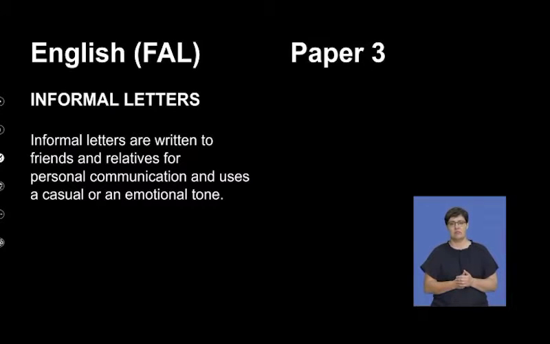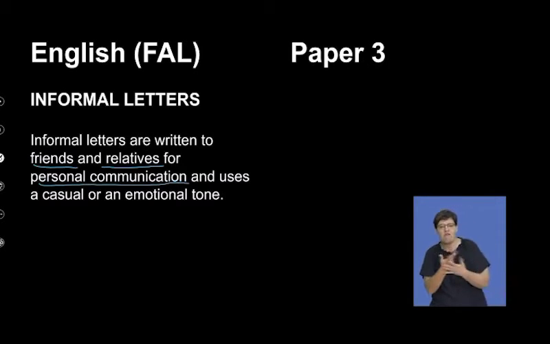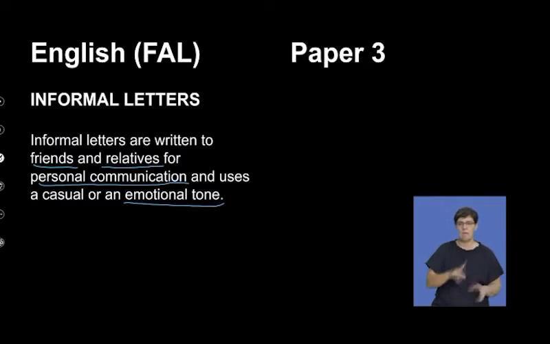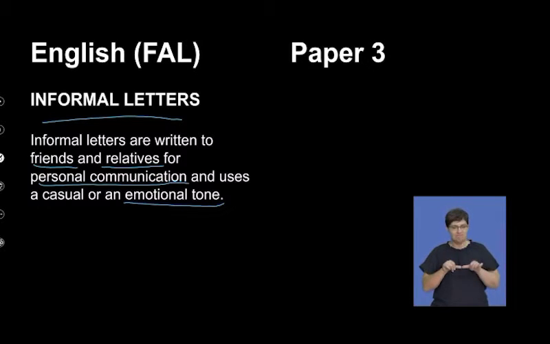Now we're going to look at informal letters. We also have informal letters which are written to friends and relatives for personal communication and use a casual and more emotional tone. But we do not go too informal, we do not use words like "eta" or "how's it". We still must maintain a professional, formal tone because we are normally writing to our parents. Obviously, we have to show respect. Even if we are writing to relatives, whether it's an aunt or an uncle, there should be a professional, more formal response in that regard.